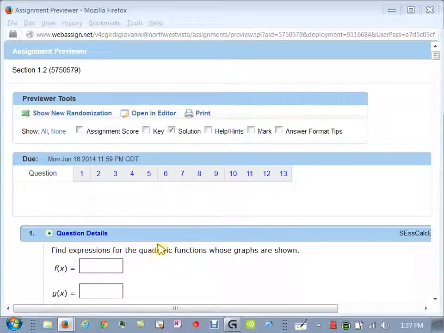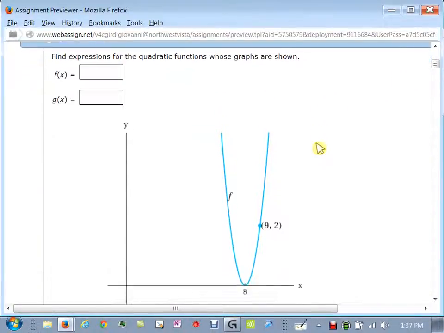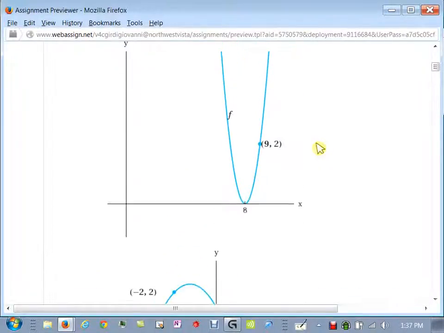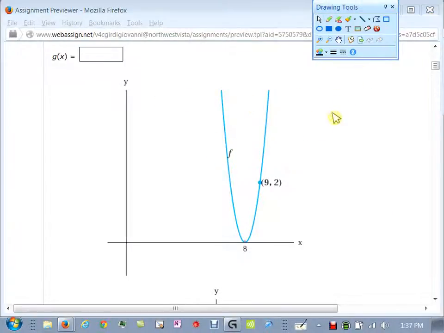Okay, let's get started on this 1.2 homework. All right, so find the expressions for the quadratic functions whose graphs are shown below. So we've got two of them here. Let me bring up my little editor. All right, so a couple of things to notice here.